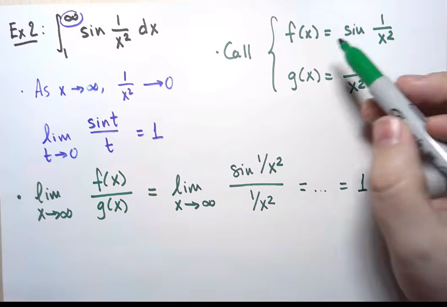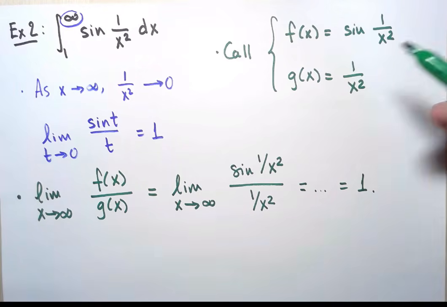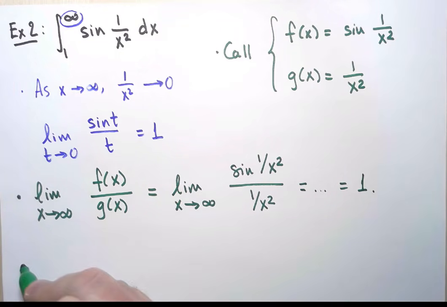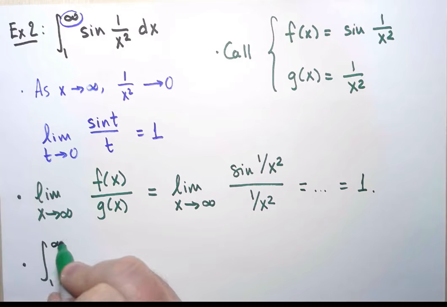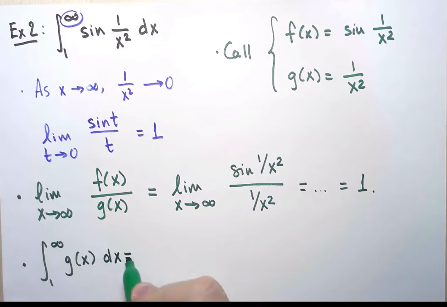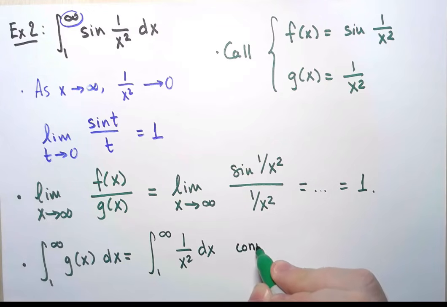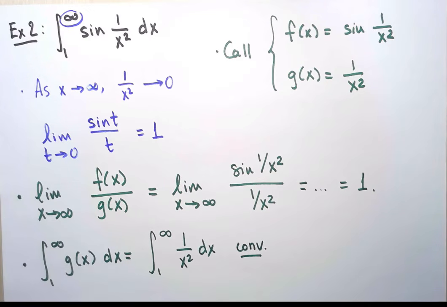That means that the integral of f and the integral of g behave the same way. They're both convergent or they're both divergent. But we know what the integral of g is. We know that this integral is convergent because 2 is greater than 1.